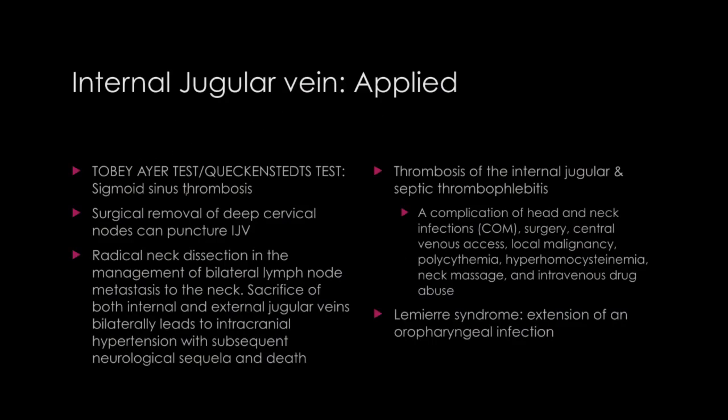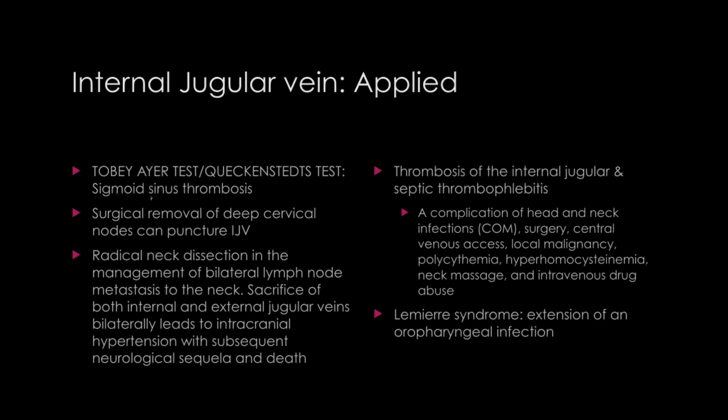The other applied aspects of the internal jugular vein is, one is the Tobey-Ayer test or the Queckenstedt's test. This test is used in case of sigmoid sinus thrombosis. So, usually what happens is, in normal cases, both the internal jugular veins drain blood from the brain. So, the pressure is maintained within the brain, the intracranial pressure is maintained. So, in a normal individual, if you occlude one of the internal jugular veins, that will decrease the drainage of blood from that side, and it can cause some increase in the intracranial pressure.